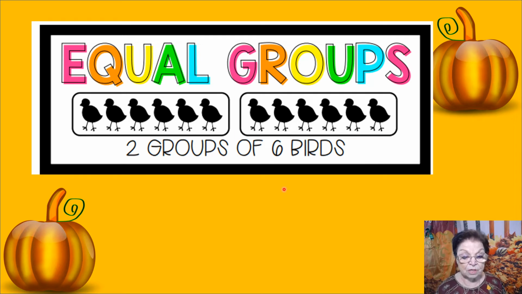Equal groups. When you multiply, you always have equal groups. There's always the same amount of an object in each group, or you can't multiply it. The groups have to be equal. Here are 2 groups of 6 birds each. If there were 5 birds in one of the groups, we couldn't multiply them because the groups have to be equal.